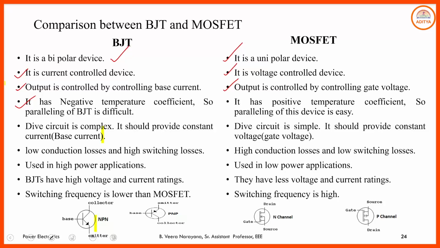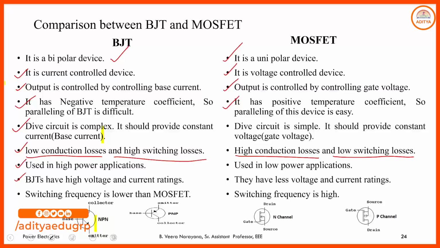But if you go through this MOSFET, it has a positive temperature coefficient, so the parallel operation of MOSFETs is very easy compared to BJTs. And the drive circuit of the BJT is complex, whereas the drive circuit in the MOSFET is simple. One more important difference: BJTs have low conduction losses and high switching losses, whereas MOSFETs have high conduction losses and low switching losses. And BJTs are used in high power applications, whereas MOSFETs are used in low power applications.